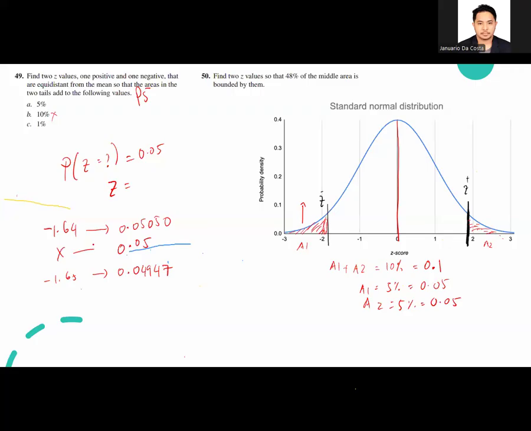So you just have to do linear interpolation. You take negative 1.64 minus negative 1.65, divided by negative 1.64 minus this unknown value x, which is z, equal to 0.05050 minus 0.04947, divided by 0.05050 minus 0.05.